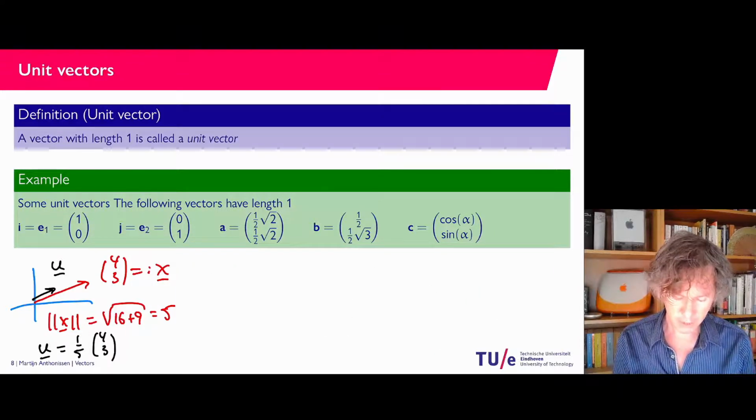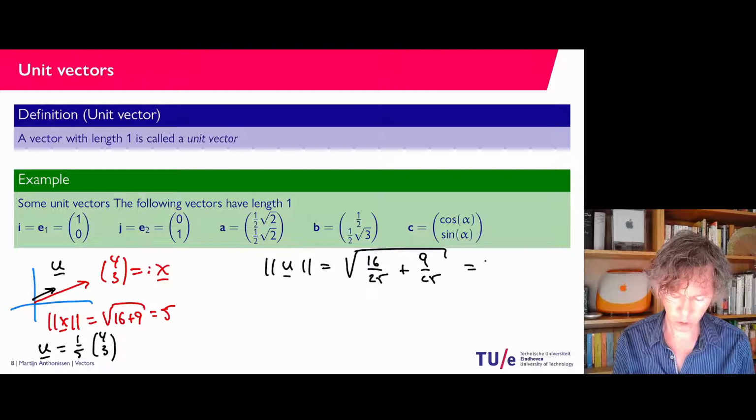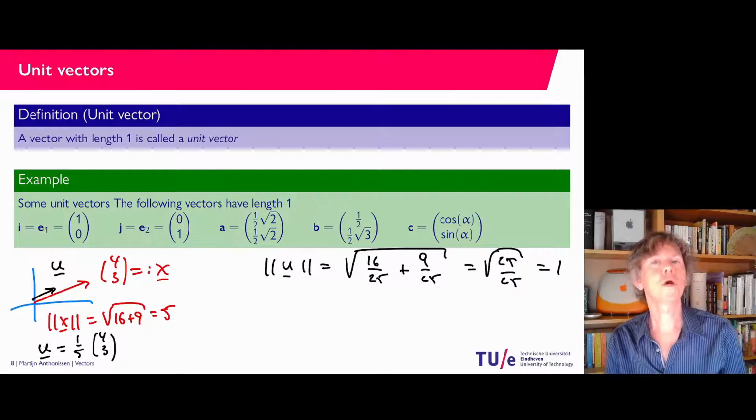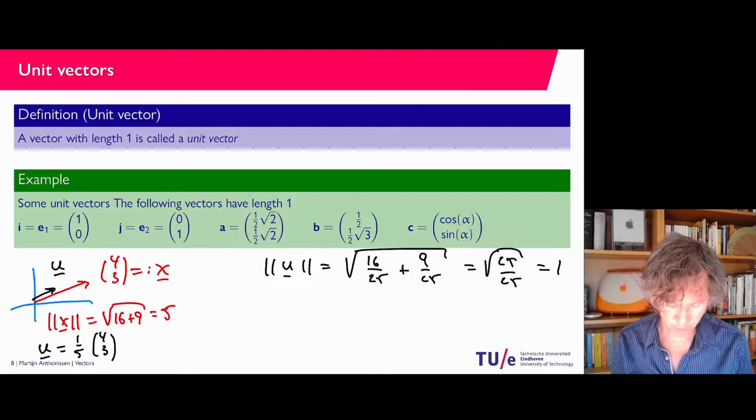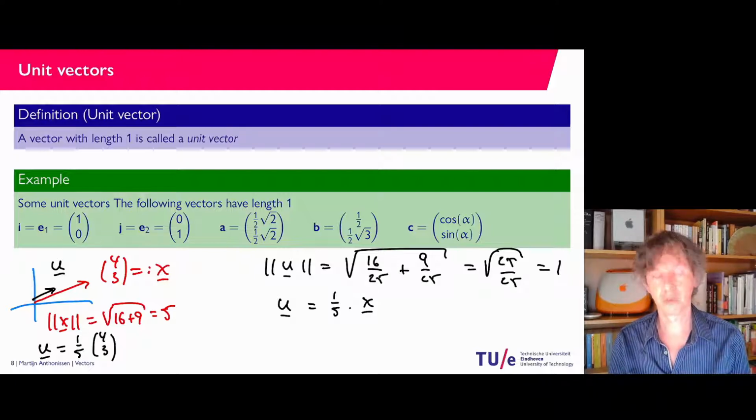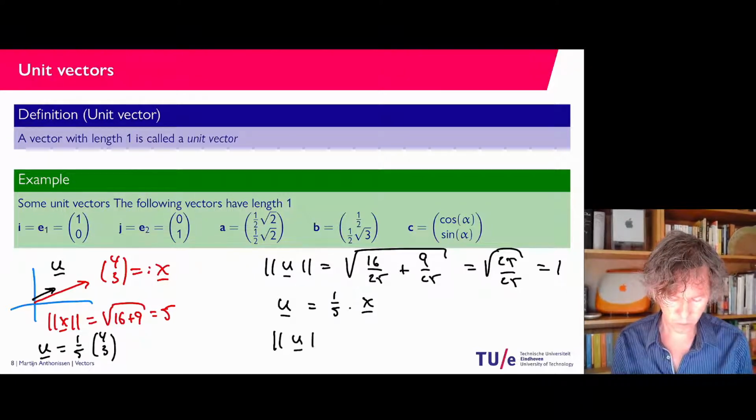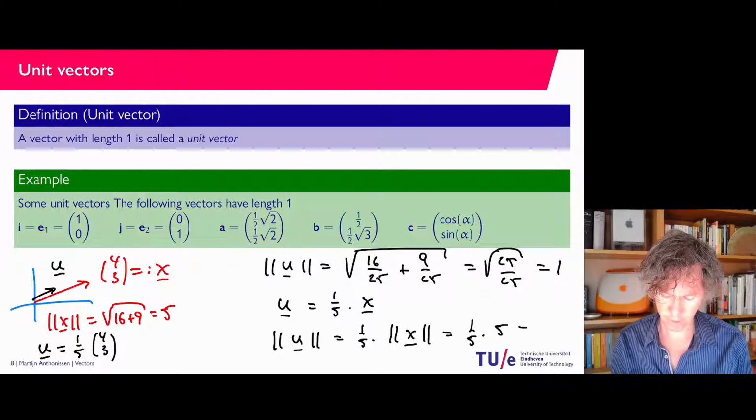So one way to look at that is to say, well, the length of u, that's the square root of 4 over 5. If you square that, you get 16 over 25 plus 9 over 25, which is the square root of 25 over 25. Well, that's 1. So indeed it works. The other way you could do that is to say my u vector is 1 over 5 times my x vector. That means that the length of u is 1 over 5 times the length of x, which is 1 over 5 times 5, which is 1.